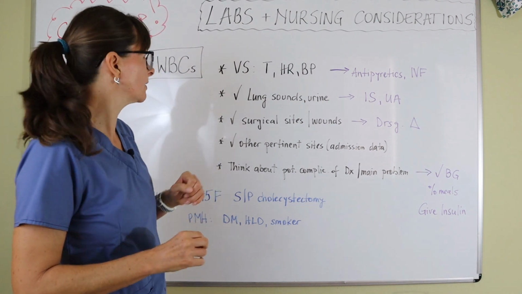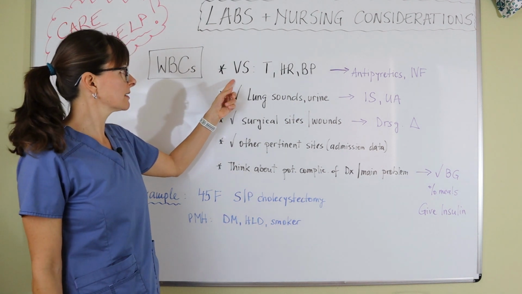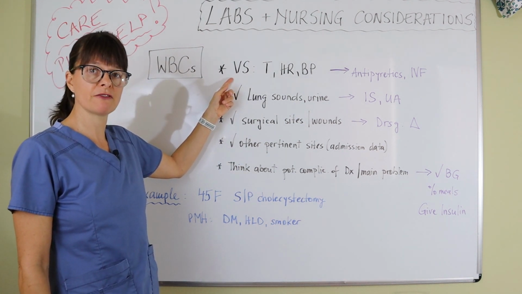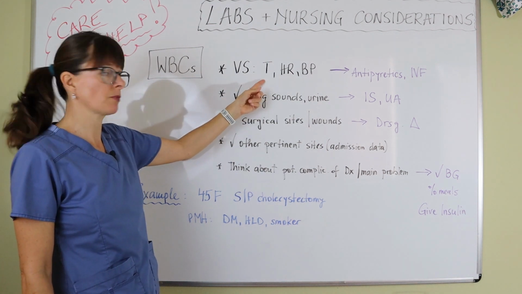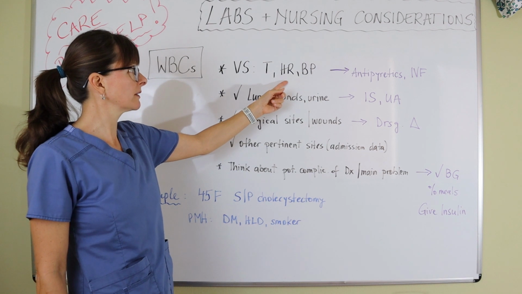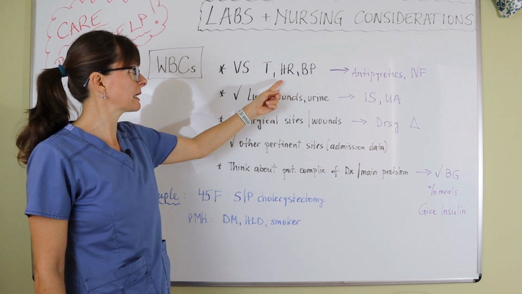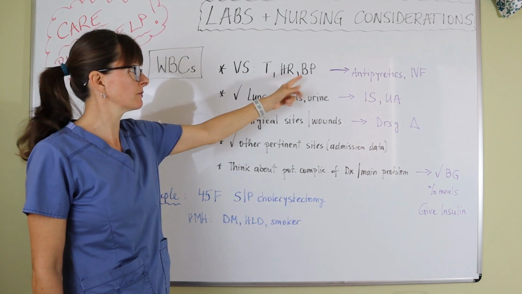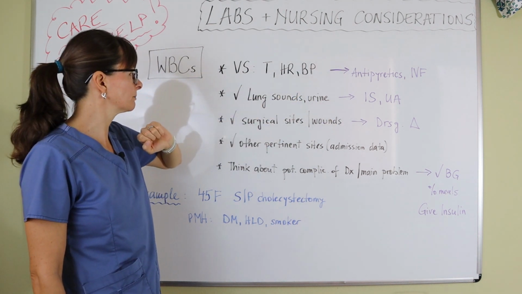Vital signs that relate to inflammation and infection are always temperature, right? Your temperature is going to go up, and then it might also reflect in the heart rate and the blood pressure, meaning the patient would be tachycardic and potentially hypotensive. We'll go into the purple here in a little bit.